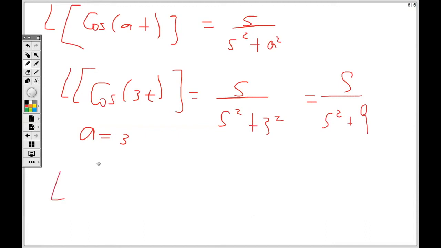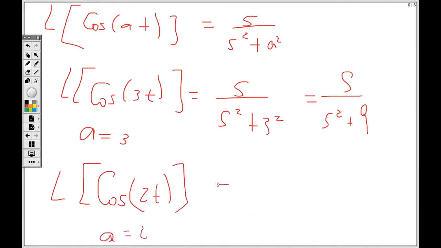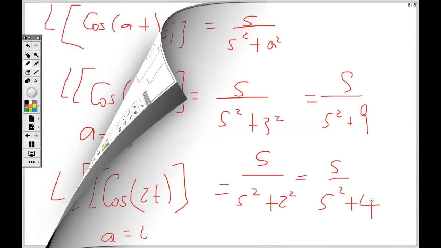So if I have the Laplace transform of cos 2t, you should be seeing my a is 2. And since the a is 2, then it means I'll have s over s squared plus 2 squared, which is equal to s over s squared plus 4.